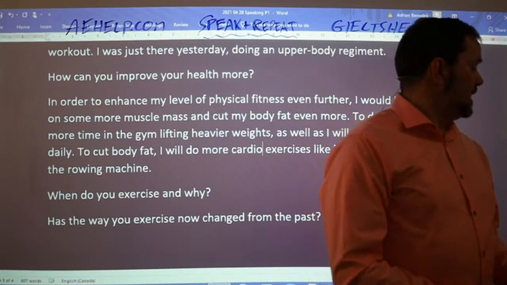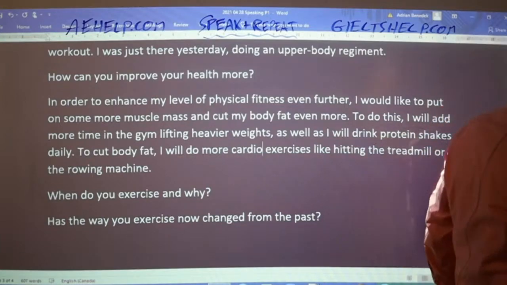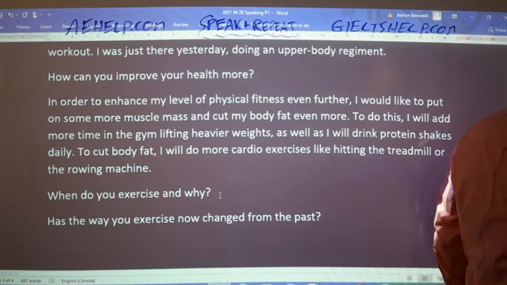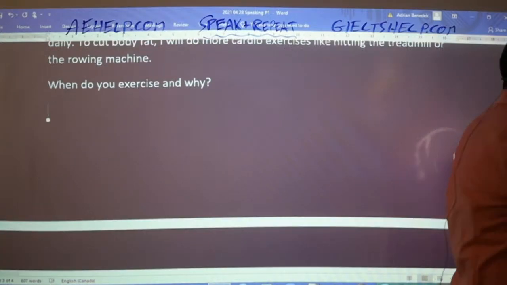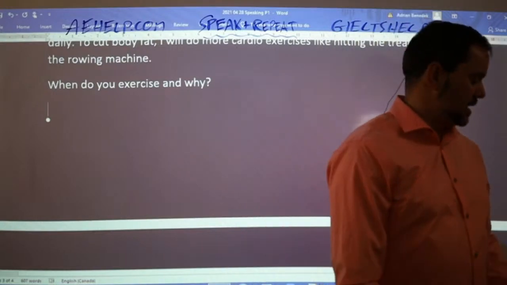Okay, so next question. When do you exercise and why? Give me a nice full sentence answer for this one. So when do you exercise and why? Here, of course, the examiner is specifically looking for a time. So when do you exercise and why?